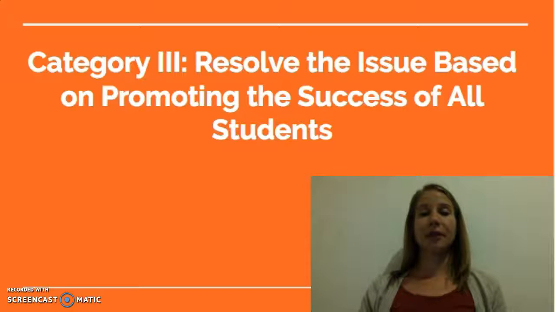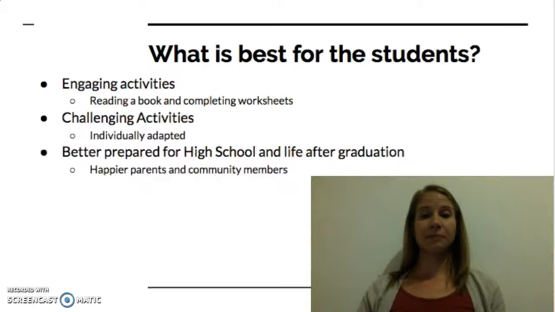Category 3. Resolve the issue based on promoting the success of all students. What is best for the students? Our students need engaging activities. Reading a book and completing worksheets is not enough. Also, they need challenging activities that are individually adapted to each of their needs.